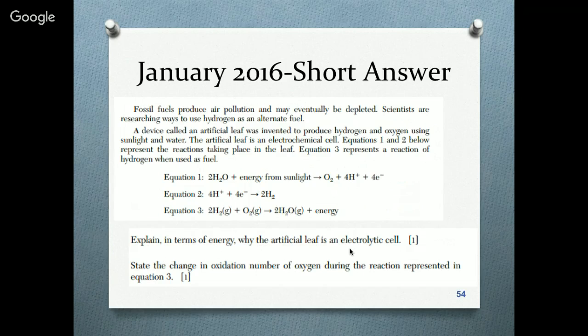Next question wants to know, state, in terms of oxidation number, the change of oxygen represented in equation 3. In equation 3, we have oxygen on the reactant side all by itself, so that means it's going to be 0. On the product side, oxygen is in a compound. It's not an exception. It's not a peroxide, not with F, so it's going to be -2. So oxygen goes from 0 to -2.